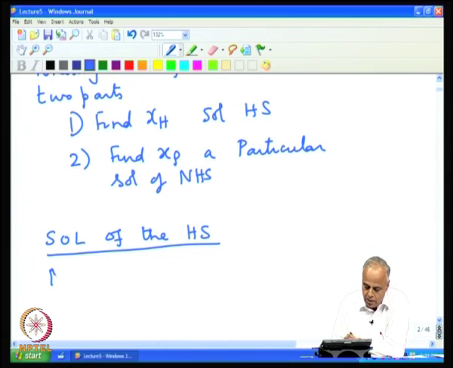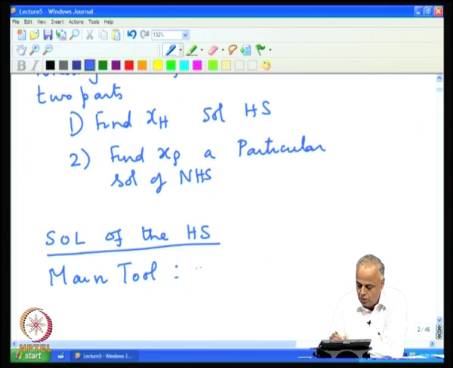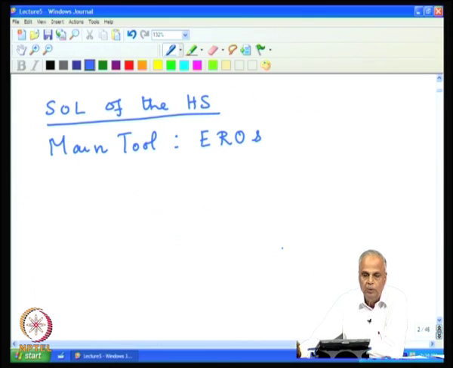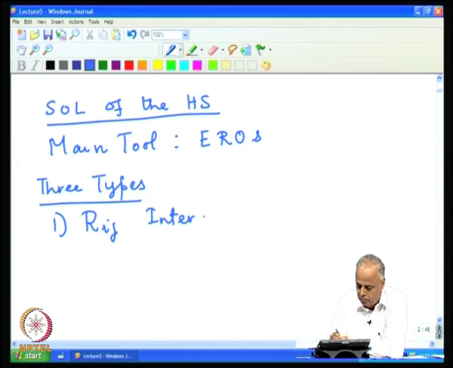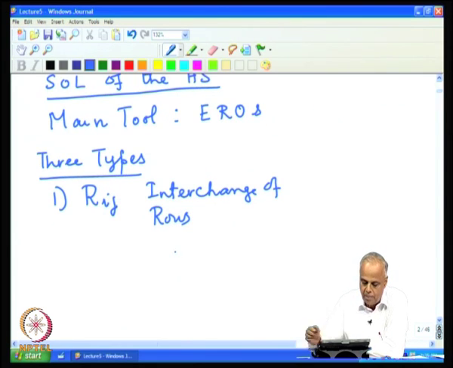And for this, the main strategy or the main tool we introduced was the so called elementary row operations, which we denote by EROs. There were three types of elementary row operations that we introduced. The first one, which we denoted by Rij, is the interchange of rows. The ith row and the jth row are interchanged in the matrix A.